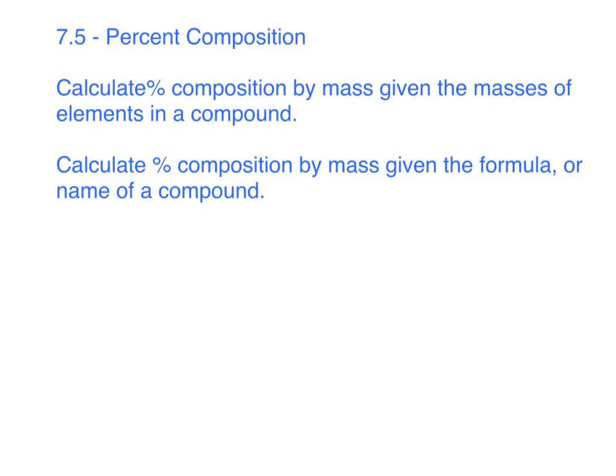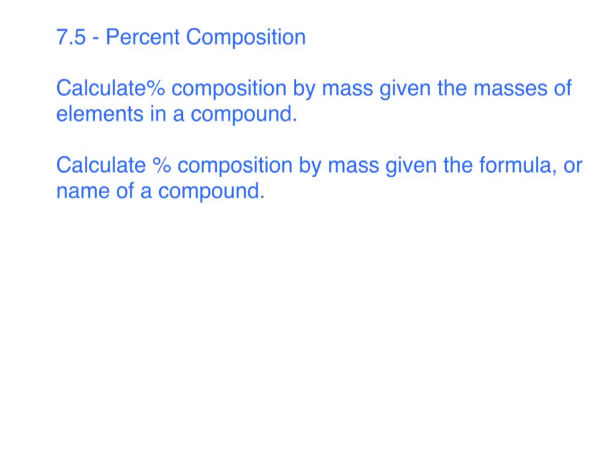Okay, chemistry students, here we are with lesson 7.5. So we're going to discuss percent composition. The first objective is to calculate the percent composition by mass if you're given the masses of the elements in a compound and you know the original starting mass of the compound.